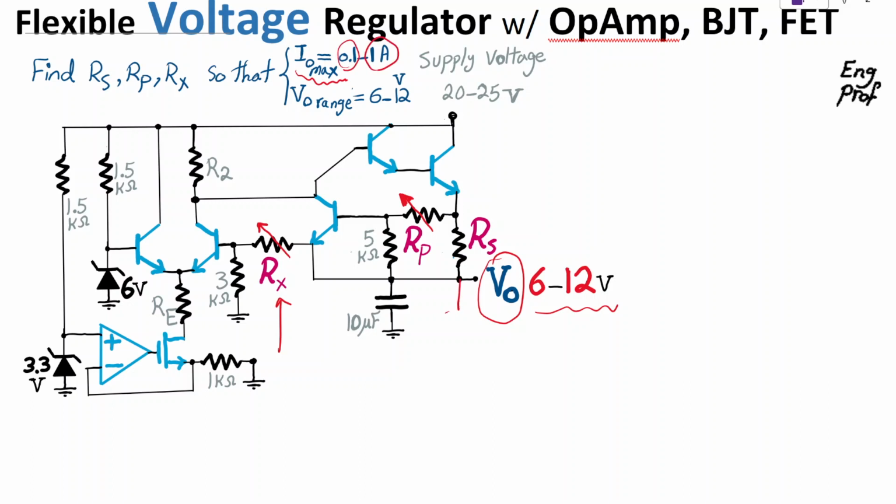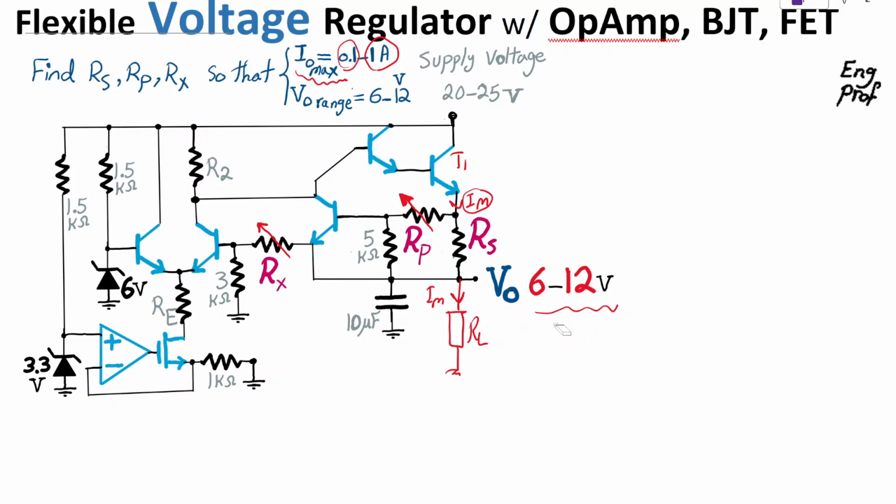By maximum current, I mean if you have an RL here, then the maximum current that is going through RL, which is the same current that goes through the emitter of the power transistor T1, is adjustable using RP to between 0.1 to 1 amp. So how can we do that?